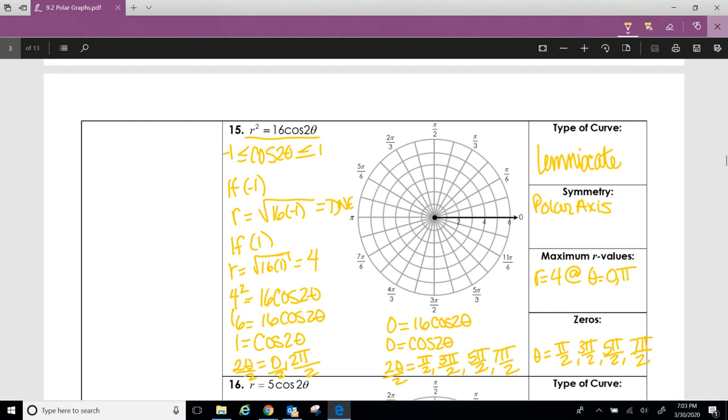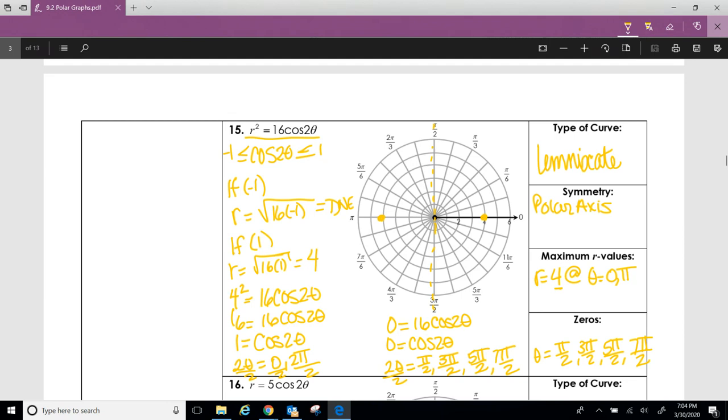So we know this is kind of that infinity looking symbol. We know it should be symmetrical about the polar axis. Notice at 0 and pi, we're going to be at r equals 4. So here and at pi, we're out at 4 as well. And notice that pi over 2, 3 pi over 2, 5 pi over 2, and 7 pi over 2 are at 0. So pi over 2 would be here, and 3 pi over 2, and then 5 pi over 2 and 7 pi over 2 would be the same thing.